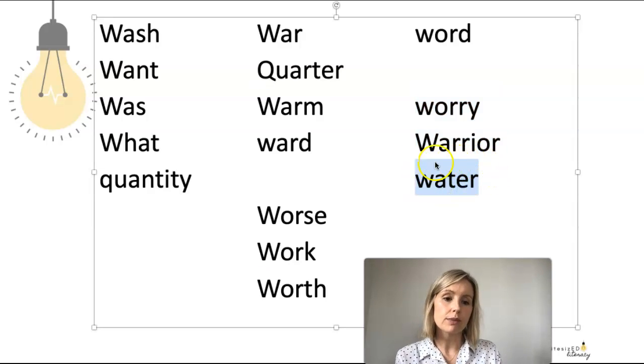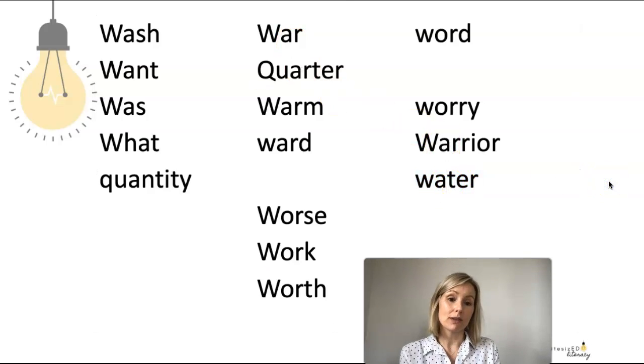An exception would be the word water, because we can see that it should be in this spelling pattern, but it doesn't have that R in there. One explanation would be that obviously water would be a very, very old word because we've used it for a very long time. It's an essential word for our living. We need water. So that spelling might have stuck, but we changed the way we said it.